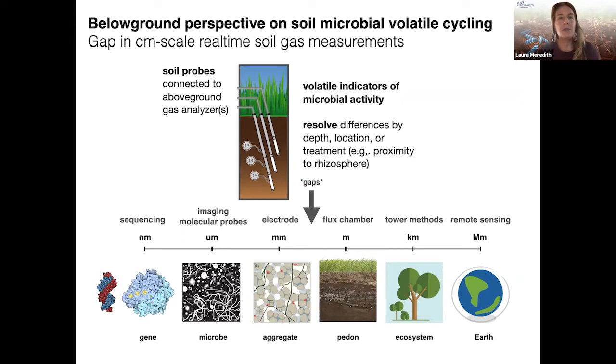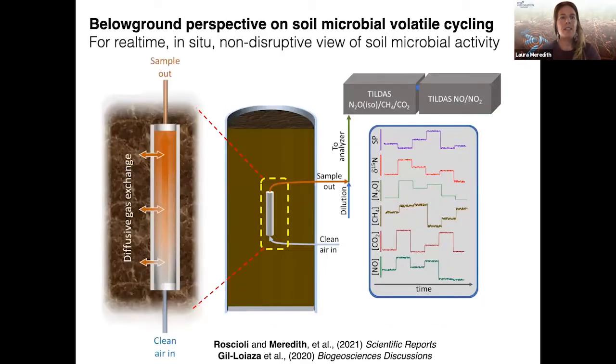What we're working with are some soil gas probes that we connect to above ground trace gas analyzers. We install them in soil at different depths or locations or treatments, for example, proximity to rhizosphere, to resolve differences in these volatile indicators. And this is an overview of how this approach works.